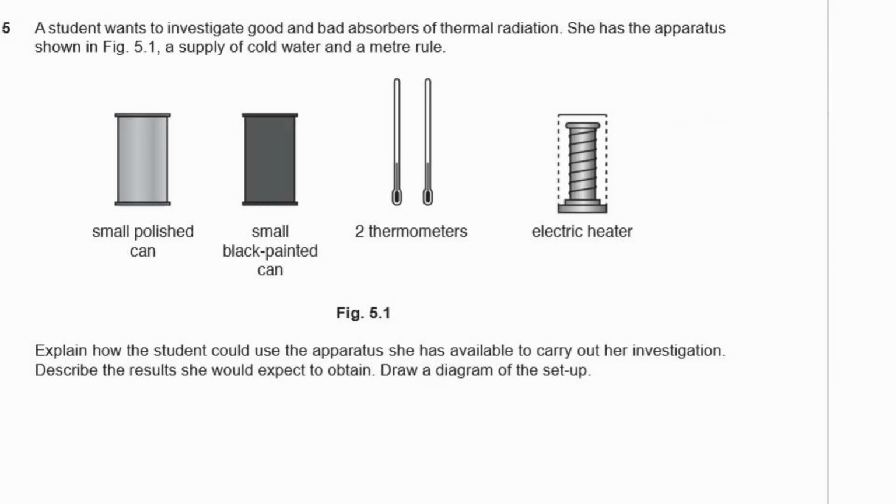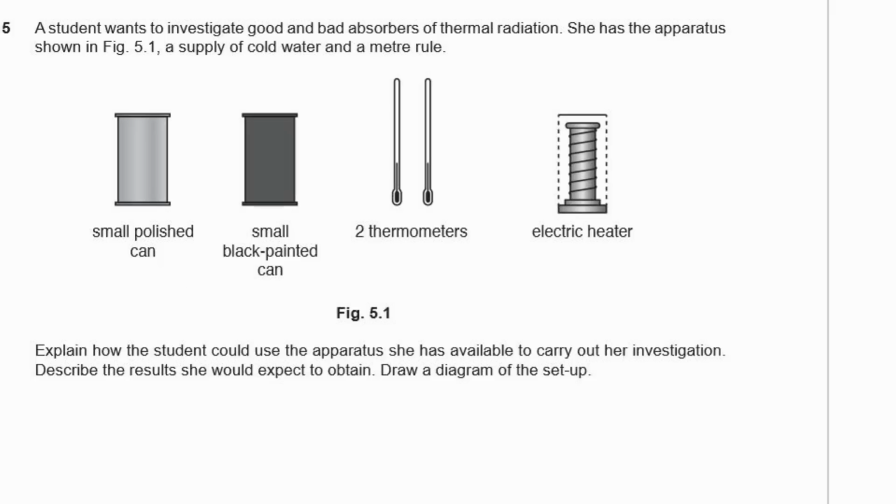5. A student wants to investigate good and bad absorbers of thermal radiation. She has the apparatus shown in figure 5.1, a supply of cold water and a meter rule. Explain how the student could use the apparatus she has available to carry out her investigation. Describe the results she would expect to obtain. Draw a diagram of the setup.